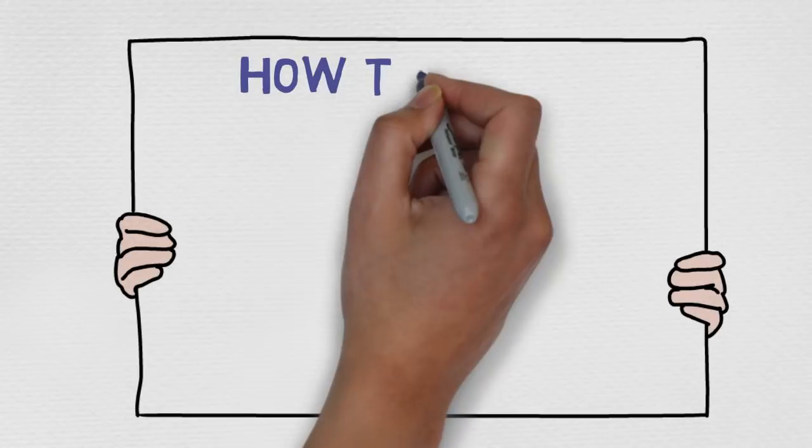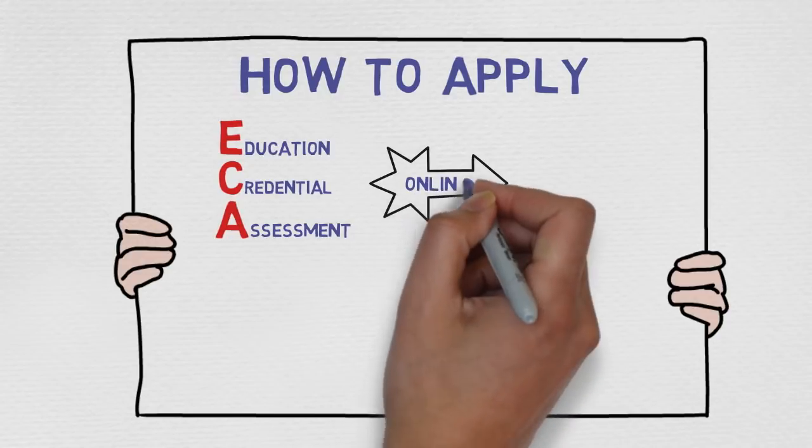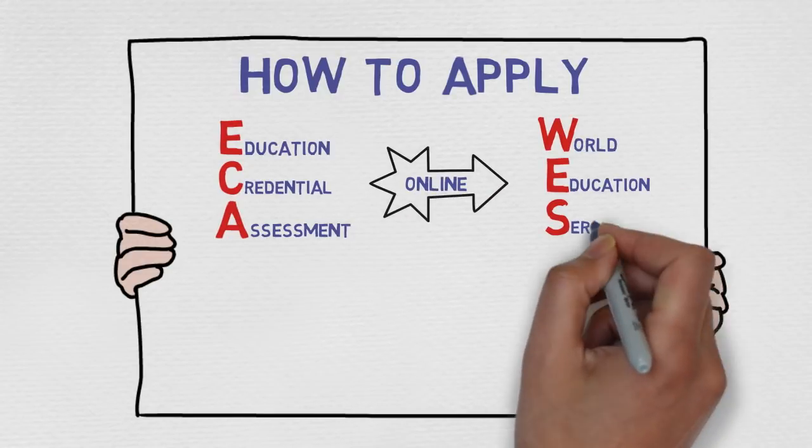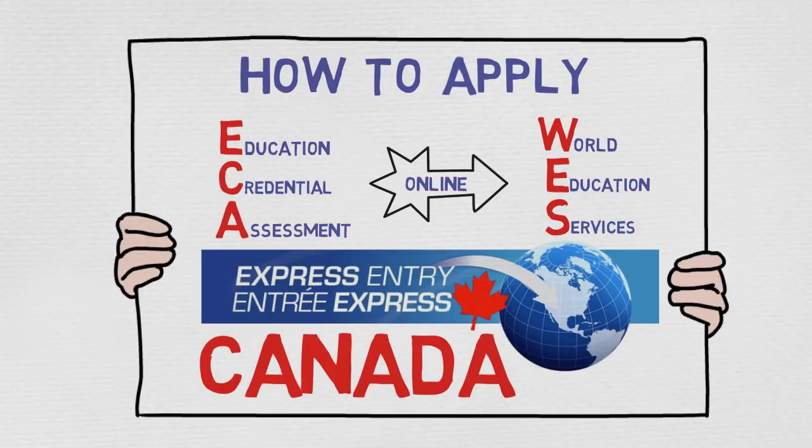How to apply for ECA, that is Education Credential Assessment, online through the WES website for the Express Entry Program of Canada. The list of documents which are required and those which are not required, all the information you need to know.